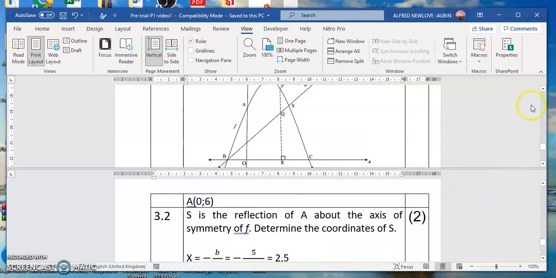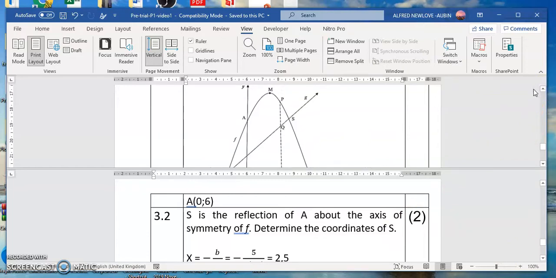Okay. What we need to do is, this is the maximum point, the turning point. We are going to use the turning point because this becomes the axis of symmetry. The turning point, we use it to create the axis of symmetry of a parabola. So we can create a line here, which will be the mirror line, to reflect this A on it.